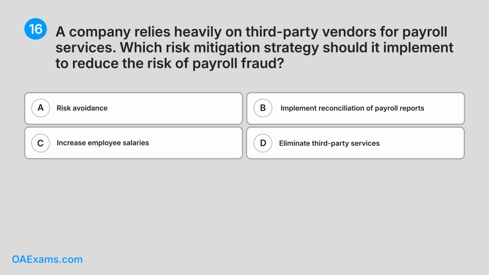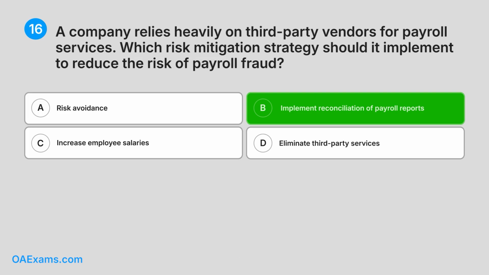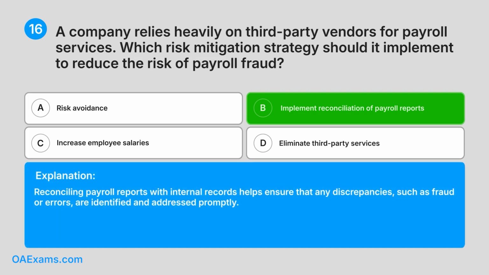Correct answer. B. Implement reconciliation of payroll reports. Explanation. Reconciling payroll reports with internal records helps ensure that any discrepancies, such as fraud or errors, are identified and addressed promptly.